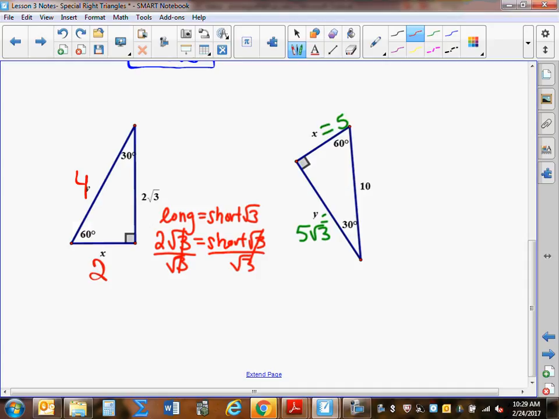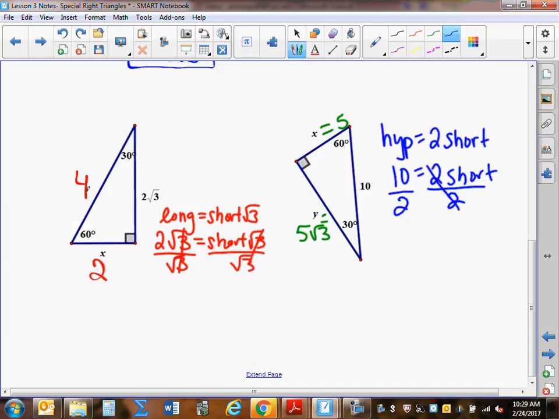Okay? And do we agree with our answers over here in green? Yeah. Good. So here they give us the hypotenuse. Here, getting the hypotenuse is actually pretty nice, because your short leg is just half of that. Your hypotenuse is 2 times your short. So if my hypotenuse is 10, then my short is going to be 5. Good? And then once you have your short, just times root 3. Very good. Questions on that?